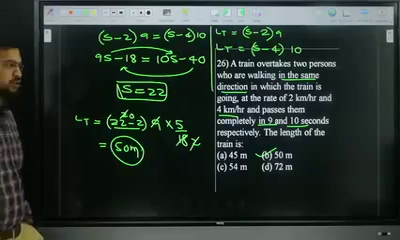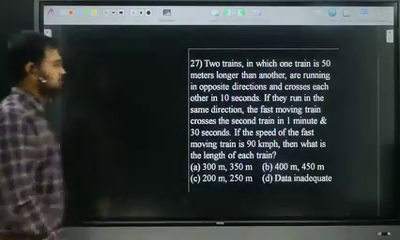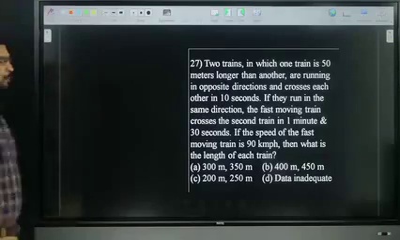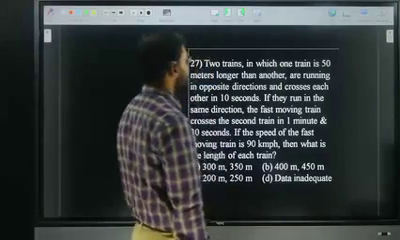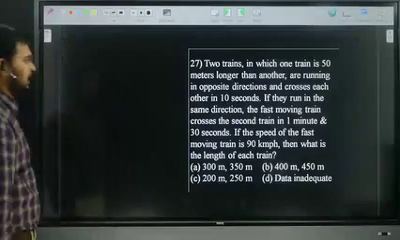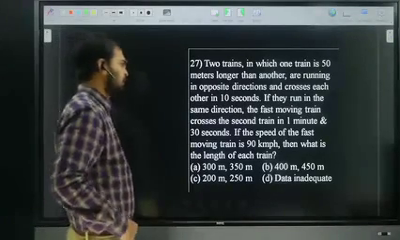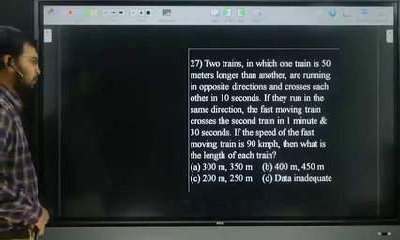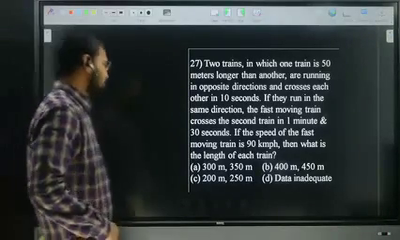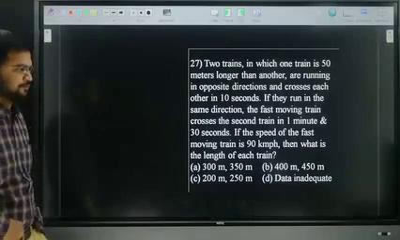Shall I go for the next question? So look at me. Two trains, in which one train is 50 meters longer than the other and they run in opposite directions and cross each other in 10 seconds. If they run in the same direction, the faster train crosses the second train in 1 minute 30 seconds. If the speed of the fast moving train is 90 km per hour, then what is the length of each train?